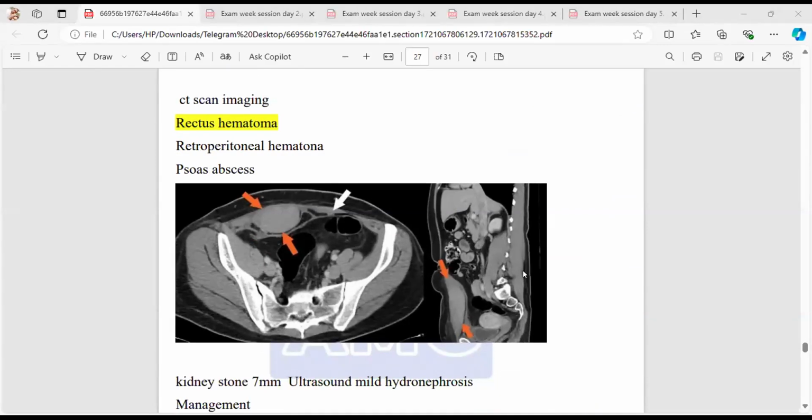Okay, doctor. So let's move to the next question. This is a CT scan imaging question. Okay, so this is that question: rectus hematoma, hepatoperitoneal hematoma, abscess. This is the rectus sheath hematoma on the anterior.